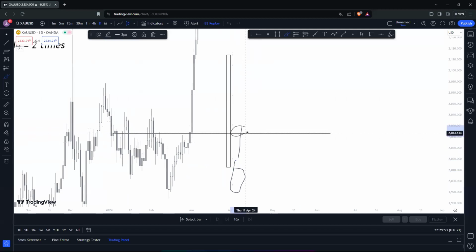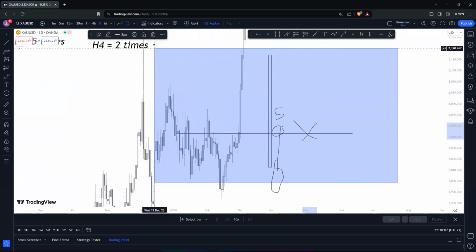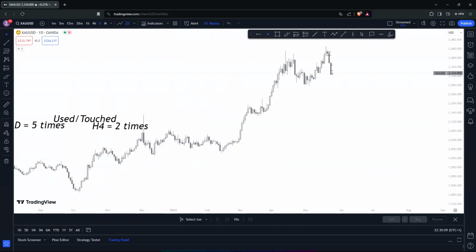So here, 5th use, and then no longer mark the level. Okay, I don't want anyone to mark a level that is used more than 5 times on the daily / weekly, or more than 2 times on the H4 / H1 or less. Understood, guys? You guys got the concept of this, right?